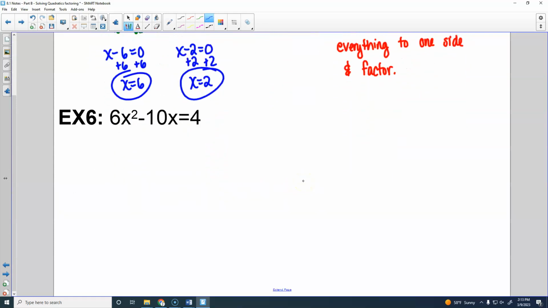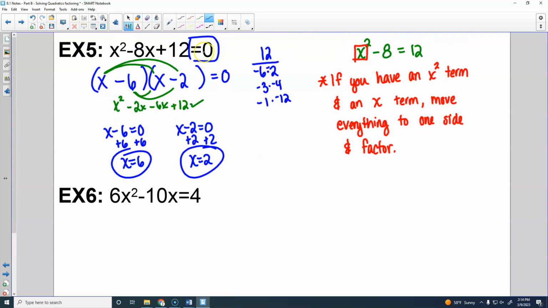Alright, example 6 is going to be a little bit different than the last problem. What am I going to have to do first on example 6? Even before I do that, I need to do something else. Everything needs to be on one side. It is really important to understand that what I'm doing right here only works if it's equal to 0, because that's the only multiplication table where the answer is always 0, right? Anything times 0 equals 0. That is not true for 2. Anything times 2 does not equal 2, right? So 0 is the only number that works.